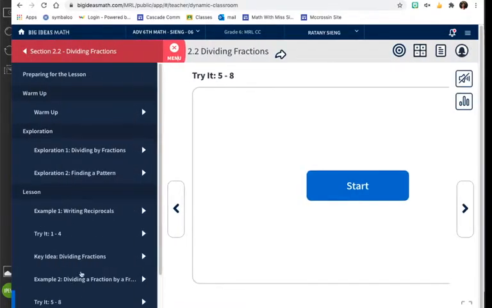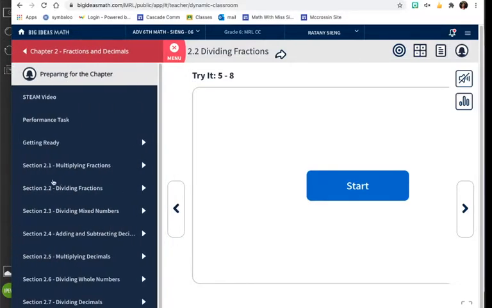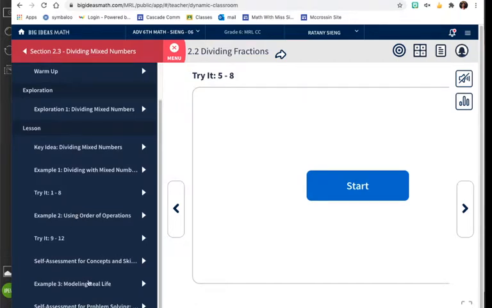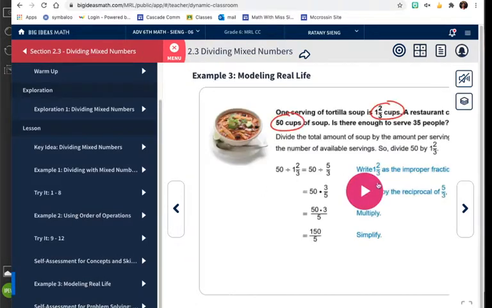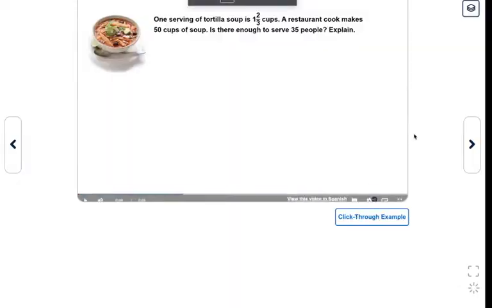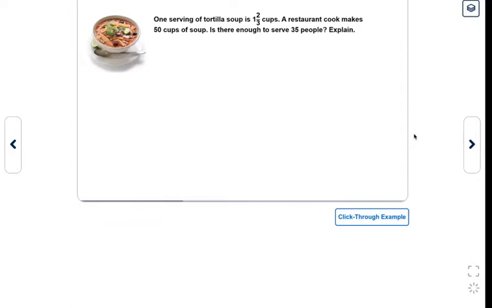I believe it was example 3. There it is. So, 1 serving of tortilla soup is 1 2/3 cup. A restaurant cook makes 50 cups of soup. Is there enough to serve 35 people? That is our real world scenario. Let's take some notes on it and try to solve this question.